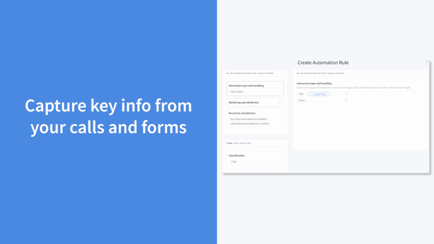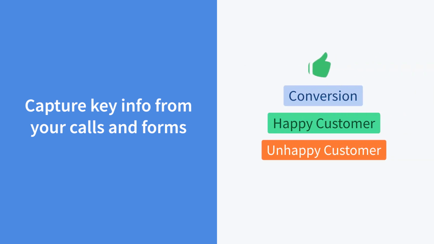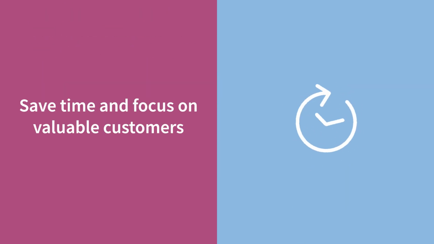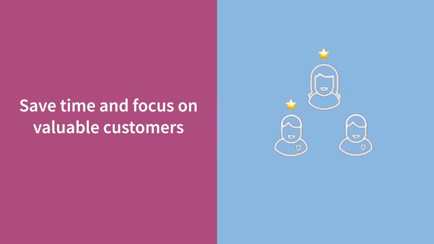Automation rules are criteria you can set up to capture key info from your calls and forms. You can then scan your activity log and immediately see the interactions that meet these criteria. It's a huge time saver that'll keep you from having to check back every time a customer reaches out. You cut straight to the customers that are most valuable to you.